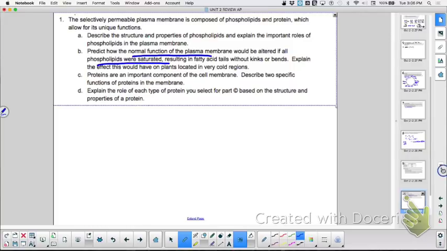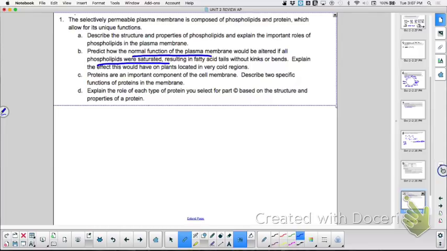Cholesterol. Yeah. So it wants you to predict and explain the effect this would have on plants located in very cold regions. It would freeze. Possibly it could disrupt the integrity of the membrane, right? And then you wouldn't have that control. Then you'd only have the cell wall doing it. If it would freeze, would that mean that nothing can go inside the membrane either? Well, anything could if it was broken, as long as it could fit through the spaces in the cellulose of the cell wall, right?